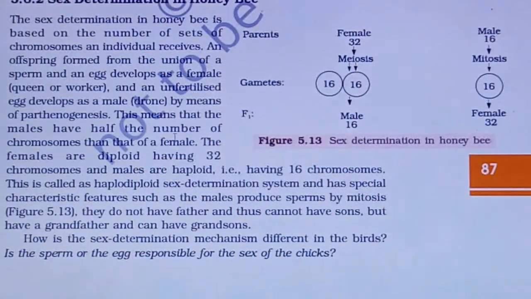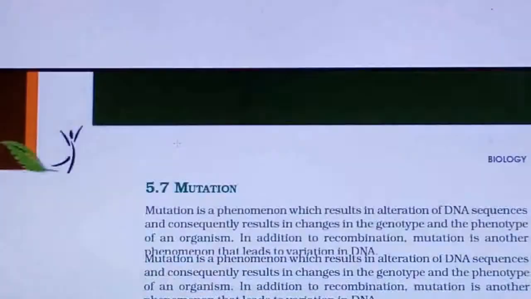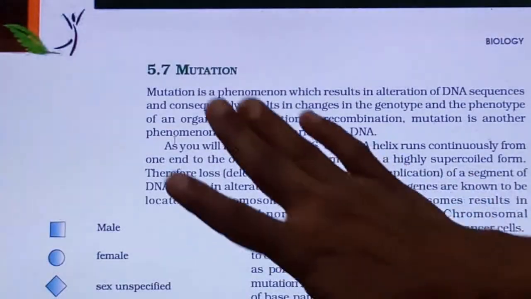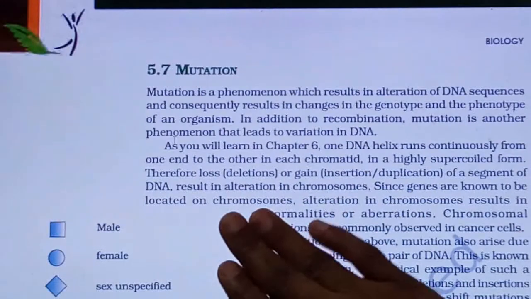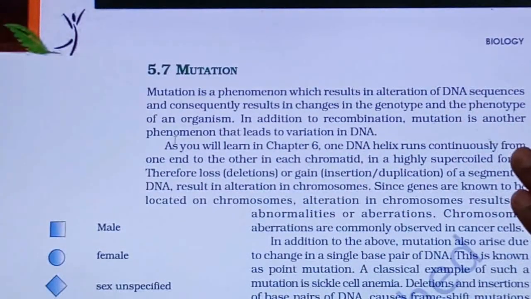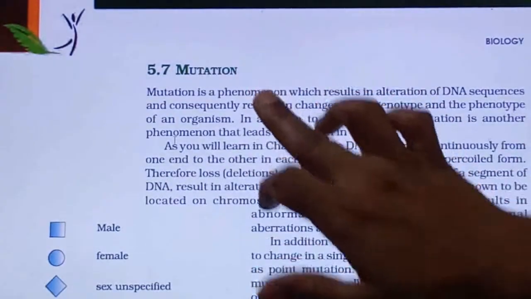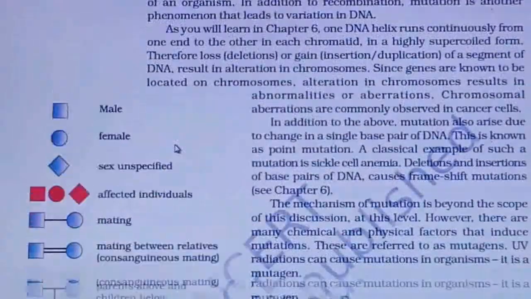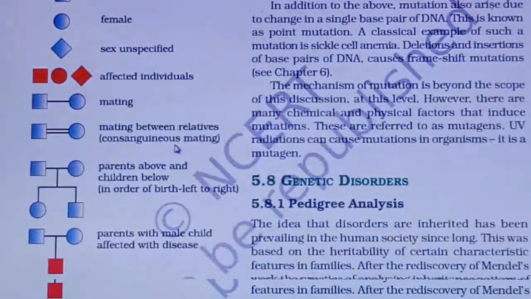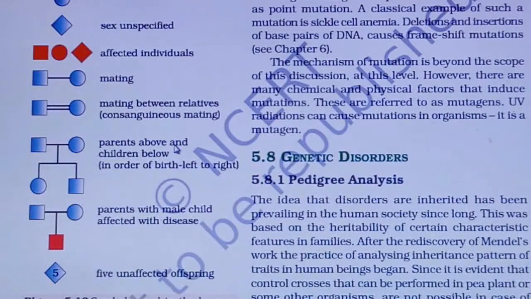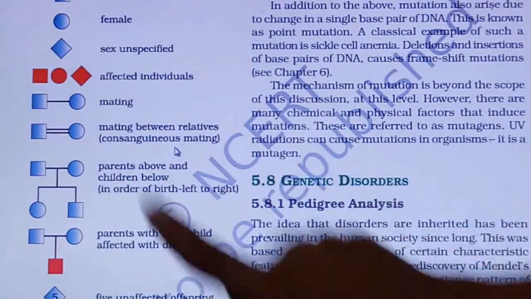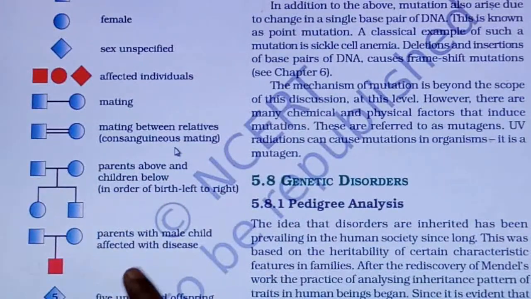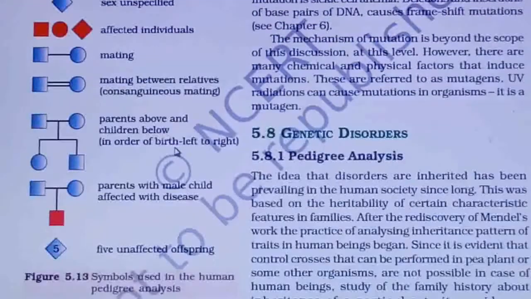Remember this chart, right? On the next page, page number 88, mutation is given. What is meant by mutation? So the definition, what the mutagens are, and due to the mutation chromosomal aberrations and abnormalities are formed. Based on that, genetic disorders and chromosomal disorders are given. Along with this, some symbols are given which are used in pedigree analysis. Next point is pedigree analysis.